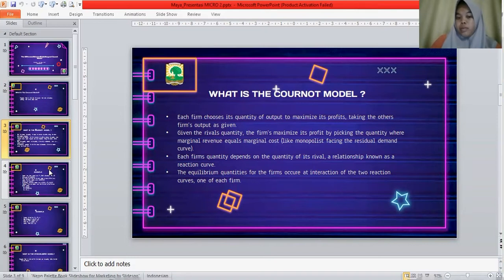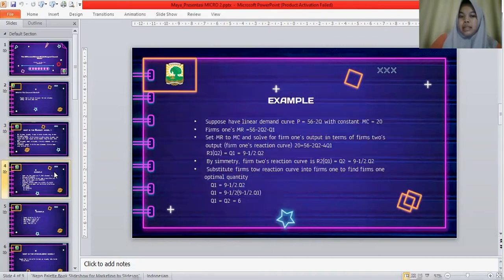And the equilibrium quantities for the firms occur at the intersection of the two reaction curves, one for each firm. Next, the example of the Cournot model. Suppose we have a linear demand curve P equals 56 minus 2Q with constant marginal cost equal to 20. Firm 1's marginal revenue equals 56 minus 2Q2 minus 4Q1, and we set marginal revenue to marginal cost and solve for firm 1's output in terms of firm 2's output.